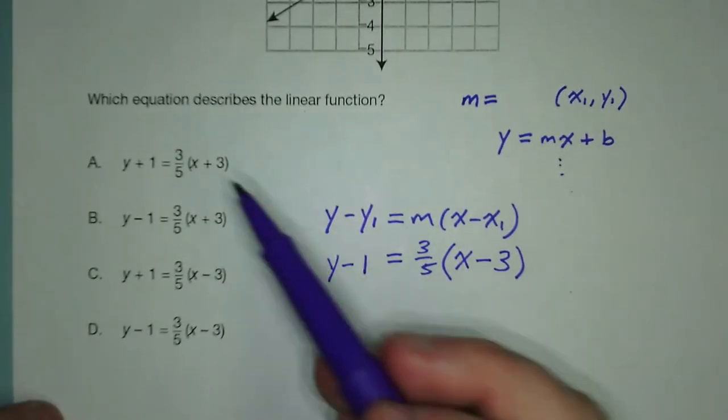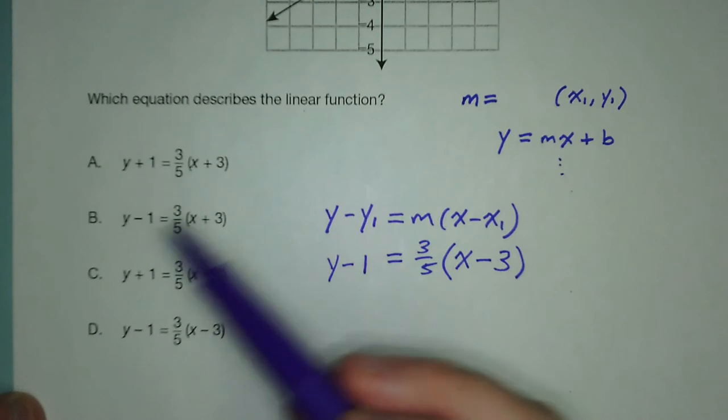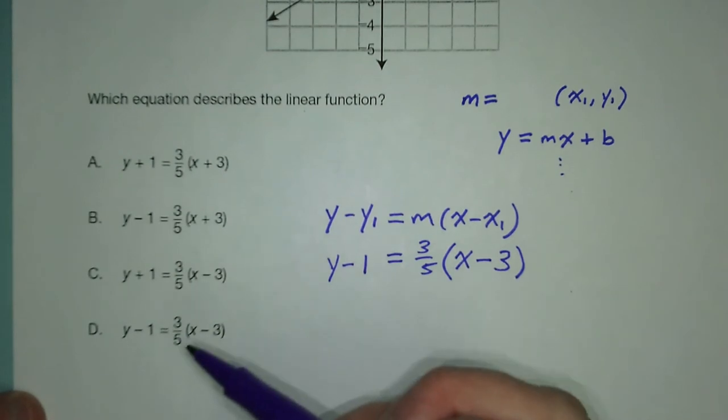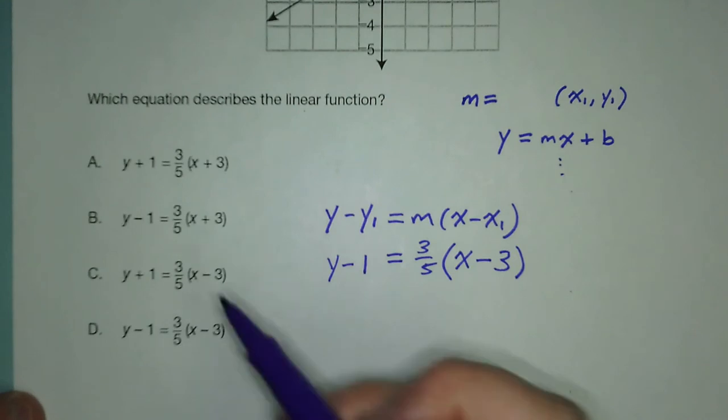You have to understand what you're looking at when you see equations in this form. And so apparently it's D, right? Yeah. Just wanted to make sure.